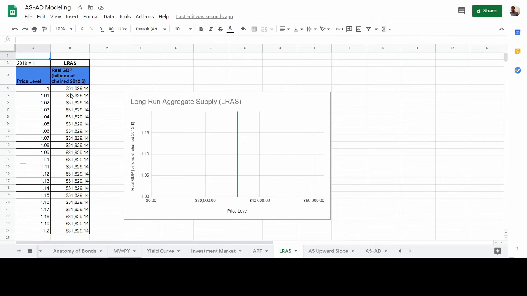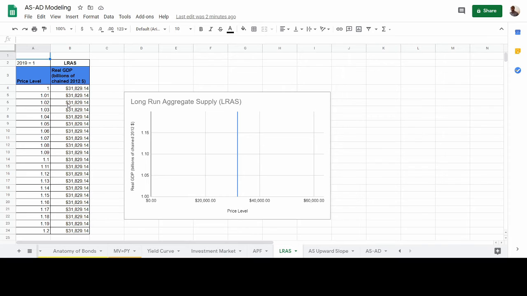The only thing we've changed is the level of employment. This long-run aggregate supply curve is now in a different position. Instead of being at 18.9 trillion, it is now at 31.8 trillion, only because we increased the natural level of employment that could exist in the economy. This is the only thing we've done to grow the economy, right?